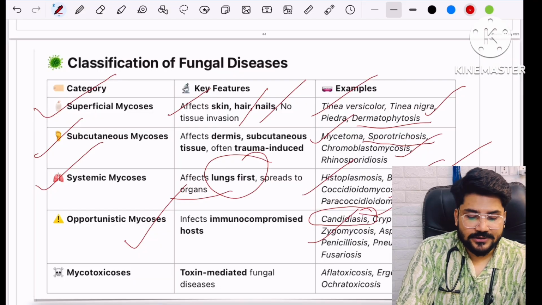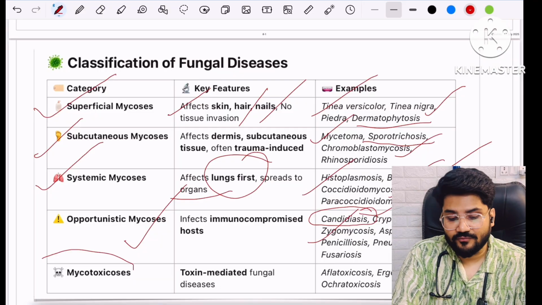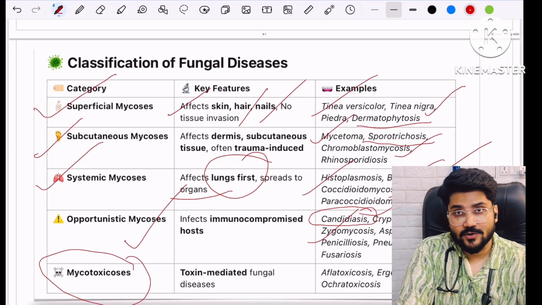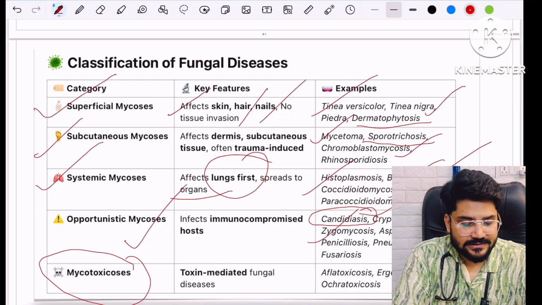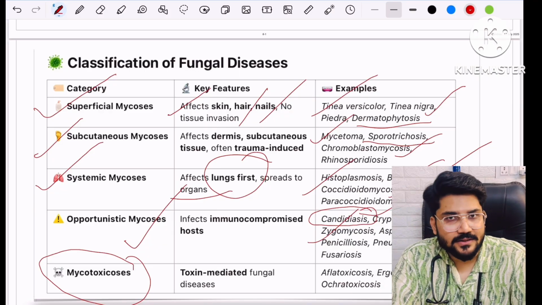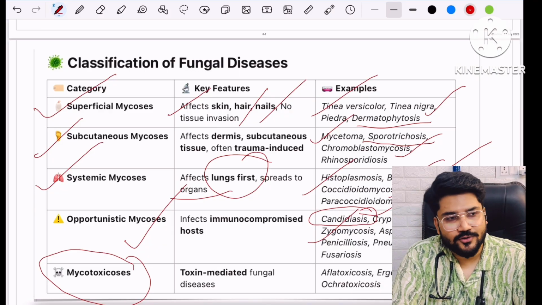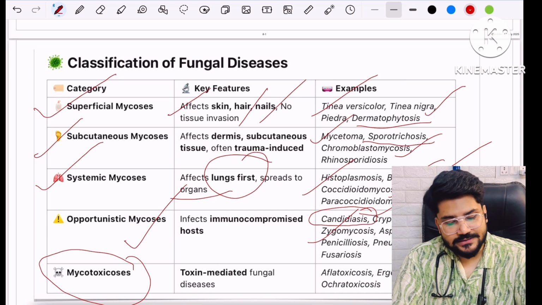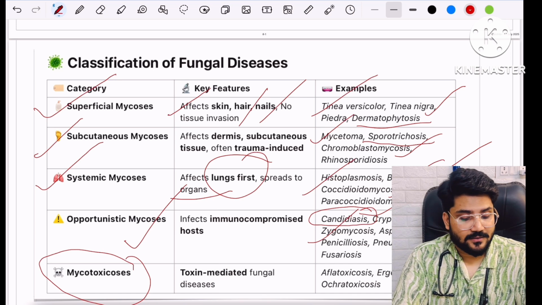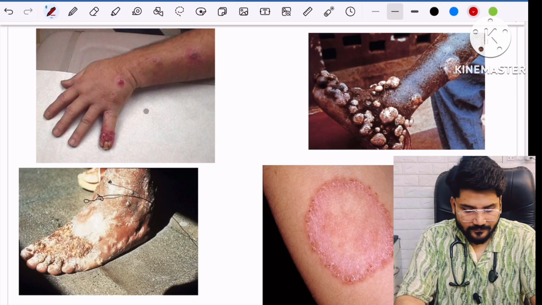Then there is a certain class of fungal disease which we call mycotoxicosis. This is an important one. Sometimes the examiner could ask questions on this, and it is very important for your university PG and UG exams. These toxicoses are due to toxin mediation.